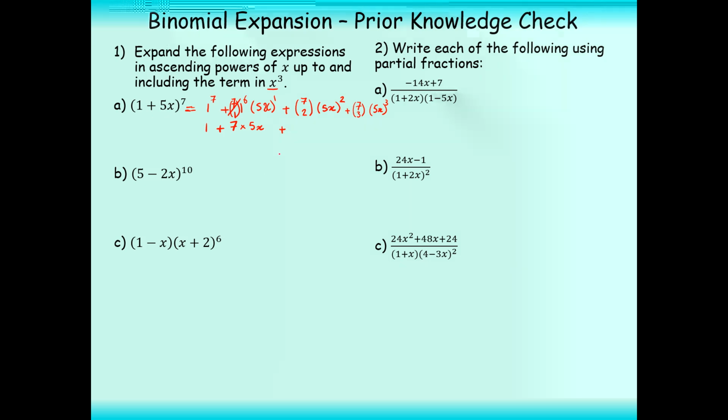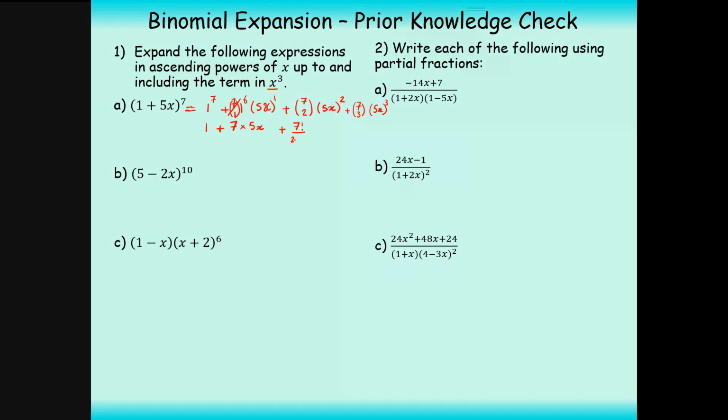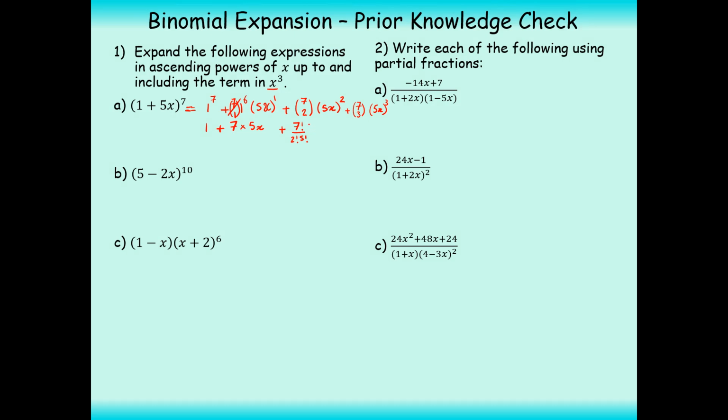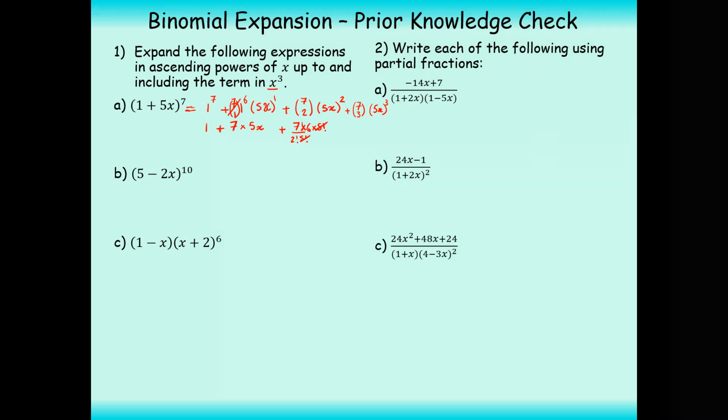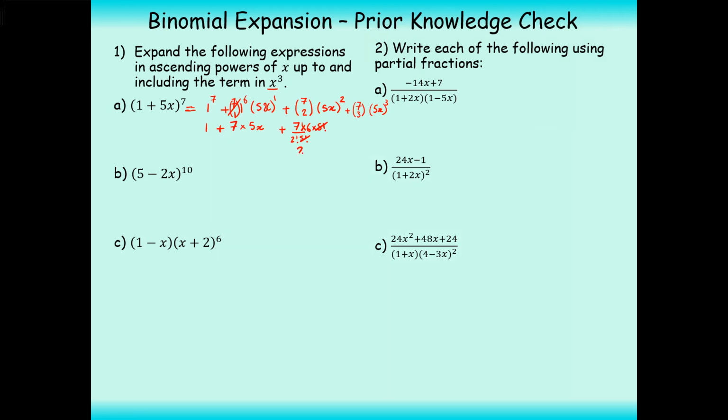How do we do it without a calculator? We write 7 factorial over 2 factorial times 5 factorial. I know that 7 factorial is 7 times 6 times 5 factorial. I can cancel 5 factorial with 5 factorial. 42 over 2 is 21. And 5 squared is 25.